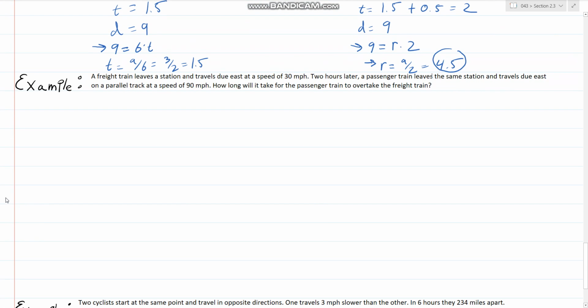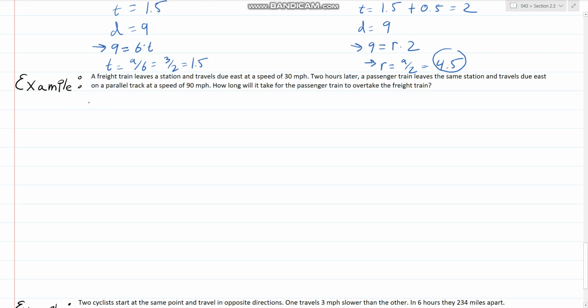A freight train leaves a station and travels due east at 30 miles per hour. 2 hours later, a passenger train leaves the same station and travels due east on a parallel track at the speed of 90 miles per hour. How long will it take the passenger train to overtake the freight train?